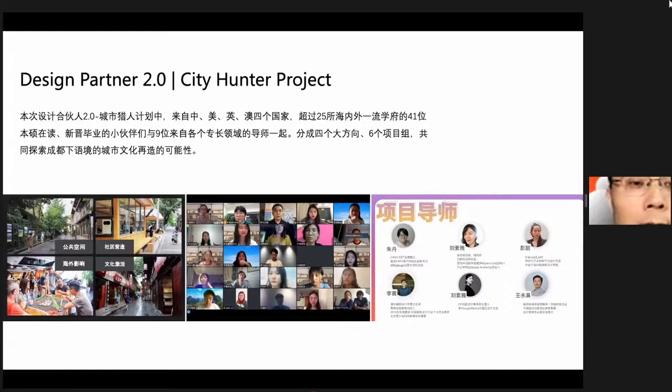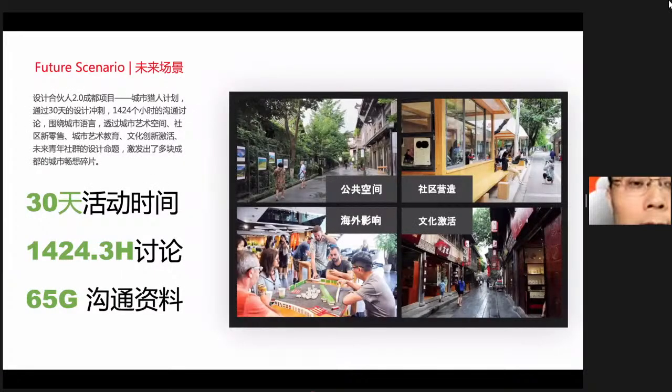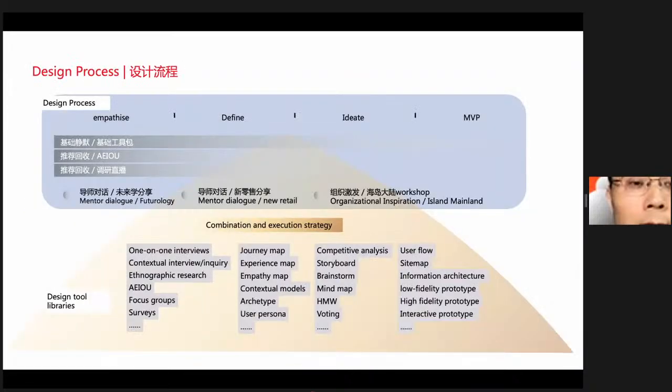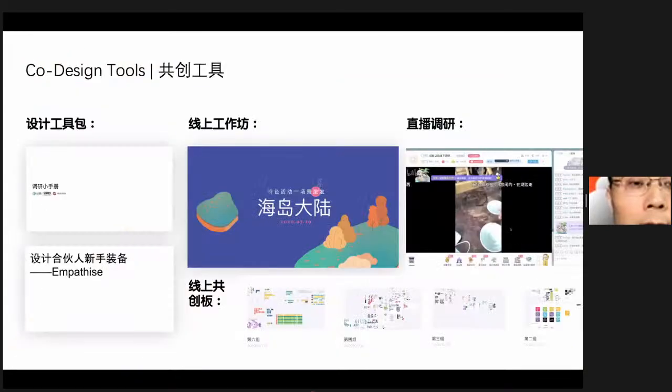Public space, community creation, overseeing environment, and culture dissemination are the main topics. Within 30 days, we had a lot of discussions. We have utilized many design tools and designed our own tools. And we have the online workshop and online cooperation session. We developed a tool to facilitate the collaboration between teams.